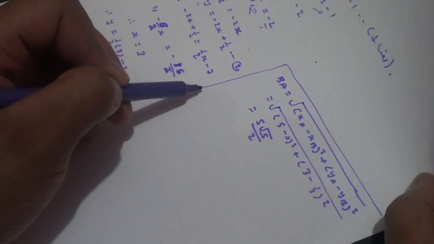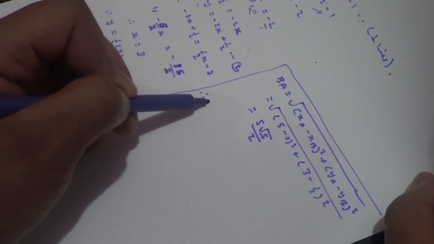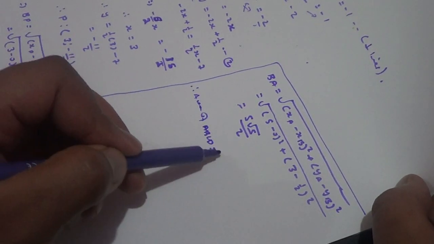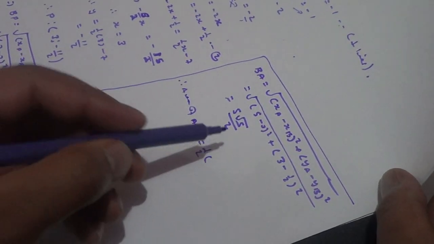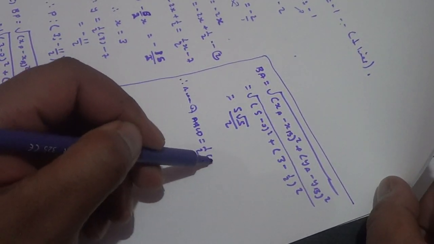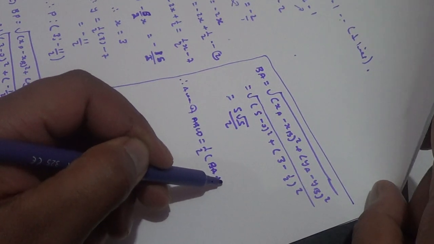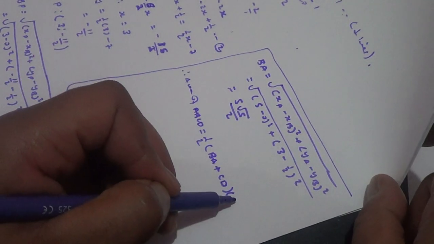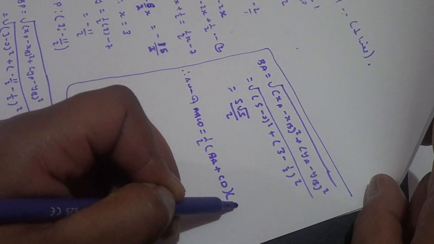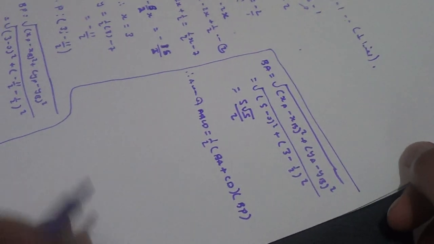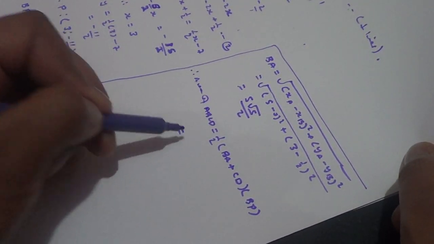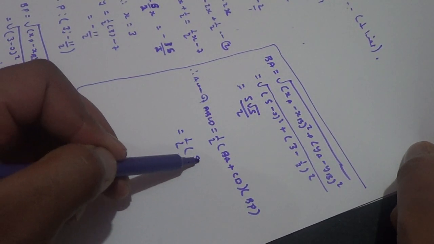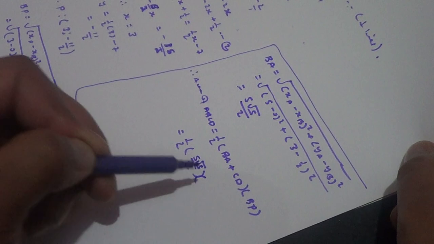Okay. So we can say, therefore, the area of ABCD is going to be equal to half the sum of the two parallel sides, which is going to be BA plus CD, multiplied by the perpendicular height between the two, which is BP. So we can just go on and substitute now. What did we find BA to be? 5 root 5/2.